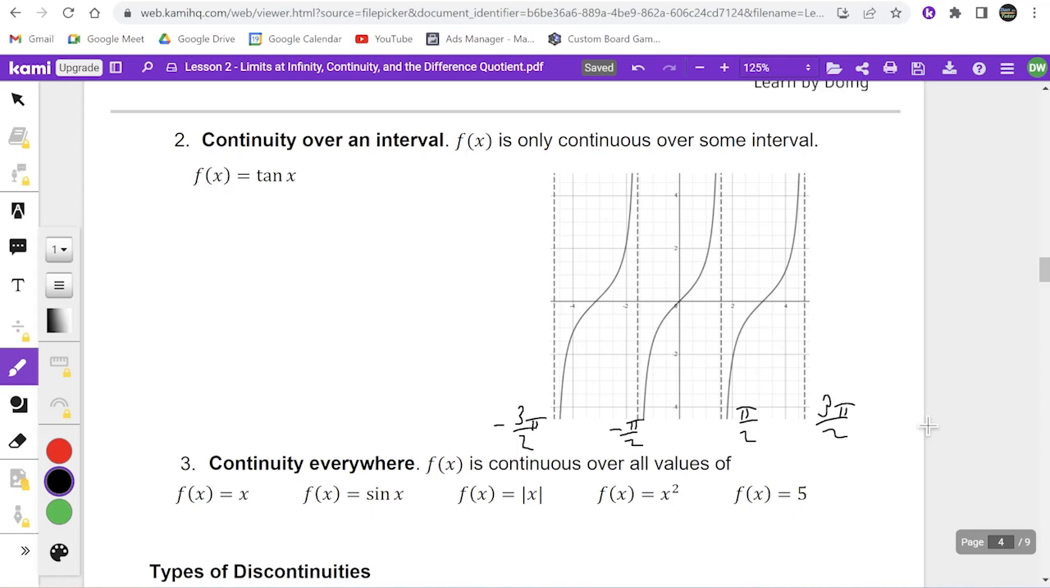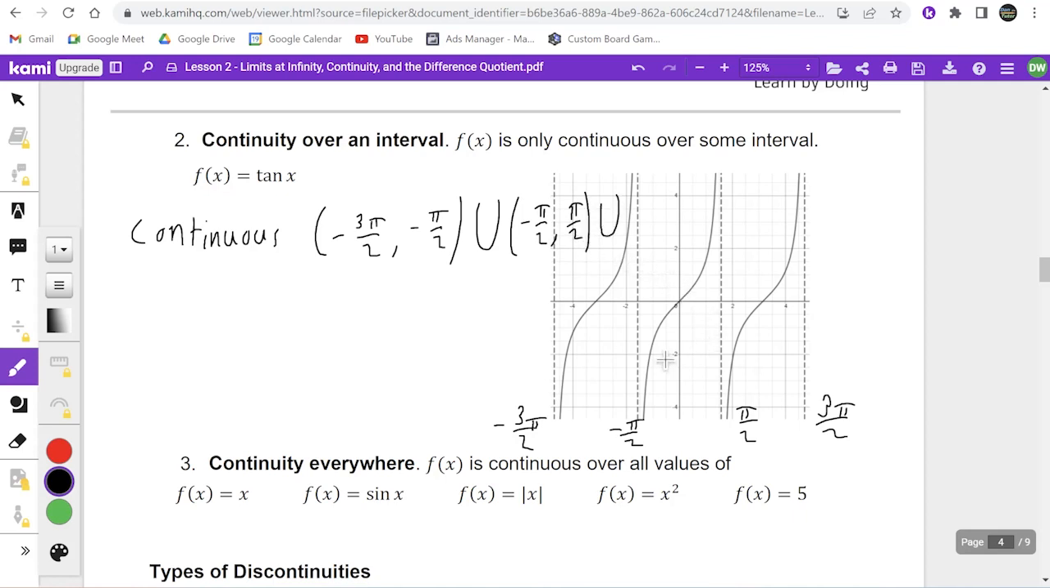So then how would you write the continuity expression? First of all, you can't technically, but we can get close to it. We can write it's continuous, and I can start at negative 3 pi over 2 to negative pi over 2, and then I can do union with that to negative pi over 2 to positive pi over 2, and then I can union that with all the rest of this. You can do that for a while, but you're never going to finish. And so for that reason, you're probably not going to be asked in any question to find the continuity of specifically tangent x, because again, it goes on forever.